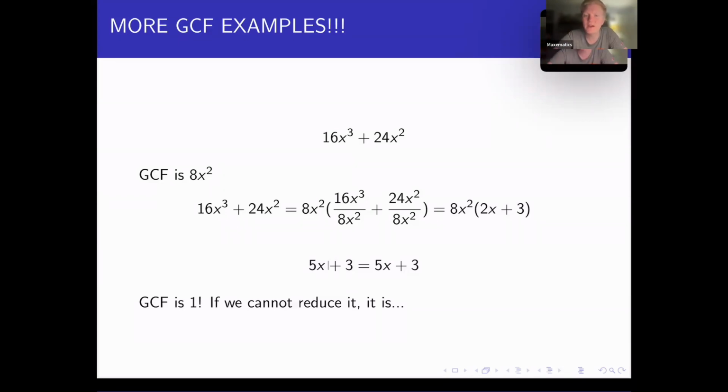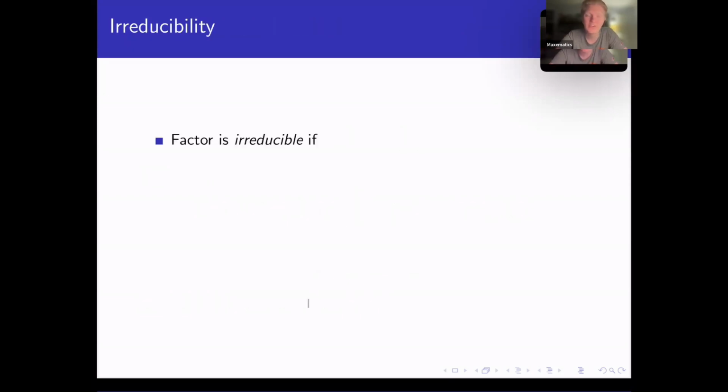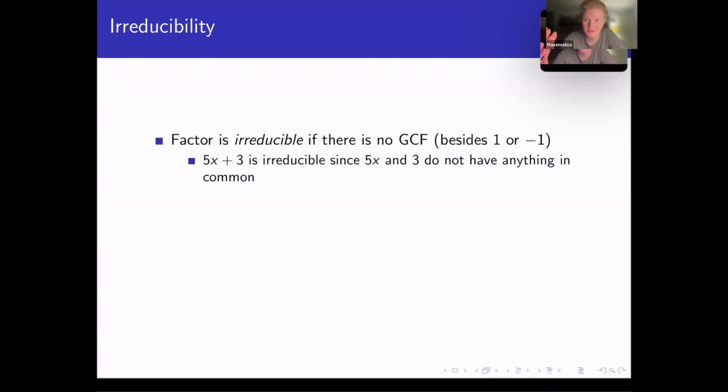So in the event you have a polynomial or an expression that cannot be factored or cannot be reduced, it is irreducible. So a factor is irreducible if there is no GCF, or in other words, a GCF of only 1 and negative 1, right? You could infinitely take out 1 every single time. It doesn't change anything. You can infinitely take out negative 1, and all it would do is just change the sign each time. Not very exciting to us. So the factor is irreducible if there is no GCF besides 1 or negative 1. 5x plus 3 is irreducible since 5x and 3 don't have anything in common.